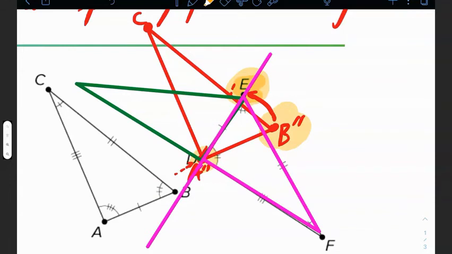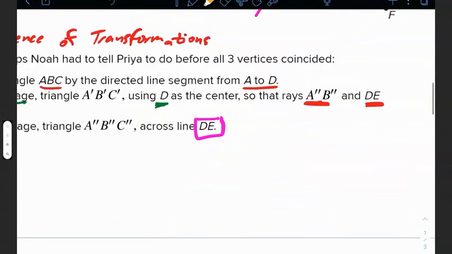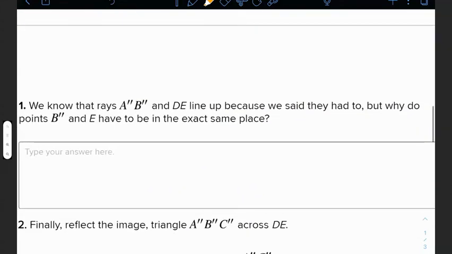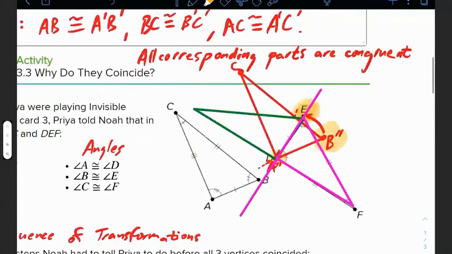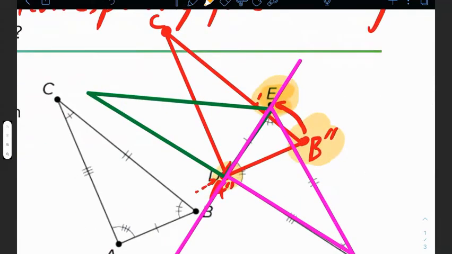Now, trying to answer this question a little bit more accurately, why do they have to be in the exact same place? Well, what were we lining up for? What was the next transformation after the rotation? We went from the red triangle to the green triangle for a reason, because we were setting up to do a reflection across DE. So in order to get that solid reflection, we had to get B double prime to map perfectly onto E. That's why it had to be exact. We were setting ourselves up.